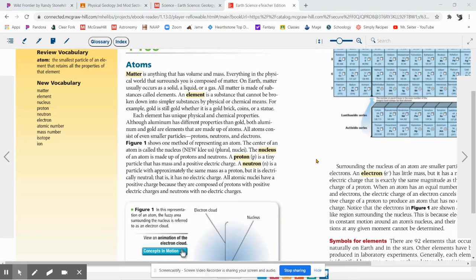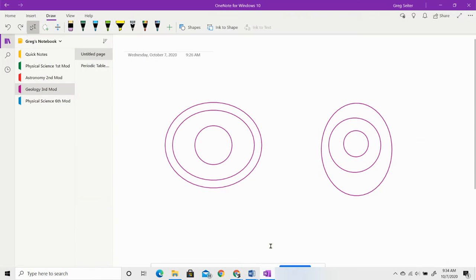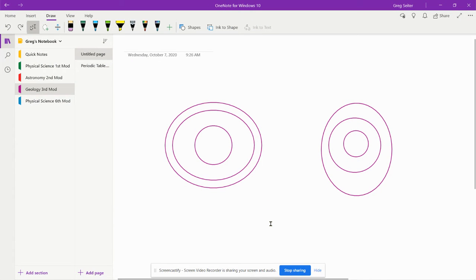Then we have atoms. Atoms have protons, neutrons, and electrons, a nucleus. When we draw an atom, we put the protons and the neutrons in the nucleus. That's this center part right here, the nucleus. And then electrons cruise around out here in these orbits. Now remember, the big thing, you can only get 2 electrons in the first orbit. And then from there on out, 8. So it'd be 2, 8, 8, 8, 8, 8.